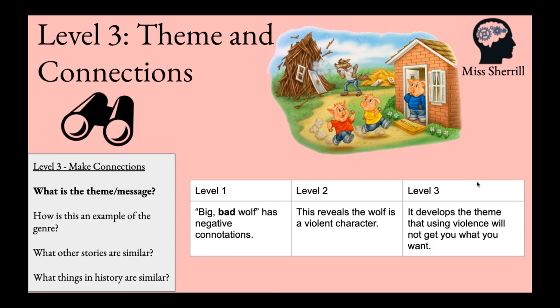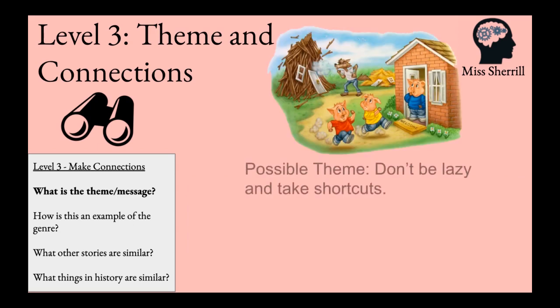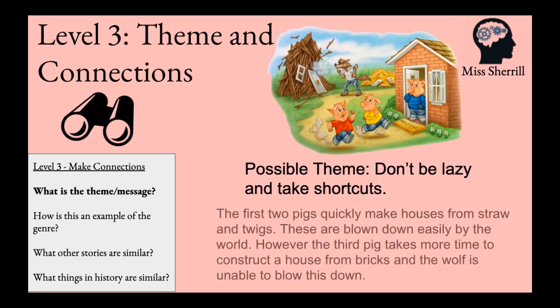Okay, so this is the 3 little pigs. Let's keep going. So a possible theme, don't be lazy and take shortcuts. We can also look at the 3 little pigs. So the first 2 pigs quickly make houses from straw and twigs. These are blown down easily by the wind or the world. You know, twigs and straw are just weak little pieces of trees and grass and stuff. So these are blown down easily. However, the third pig takes more time to construct a house from bricks, and the wolf is unable to blow this down. So let's look at a leveled analysis.